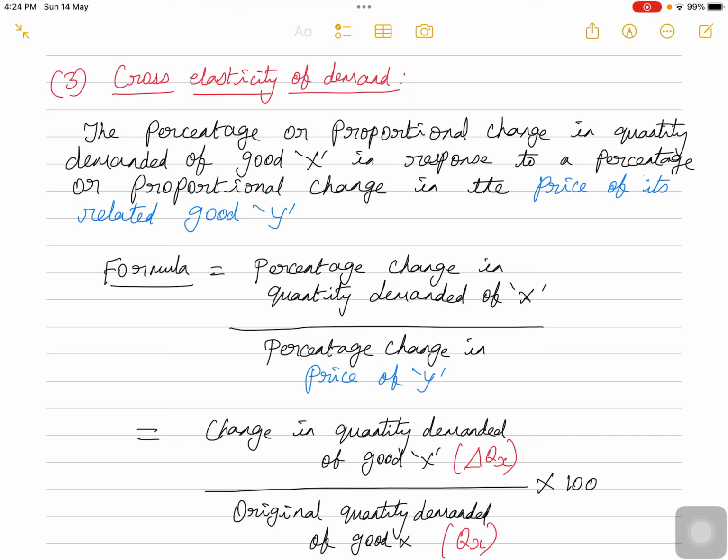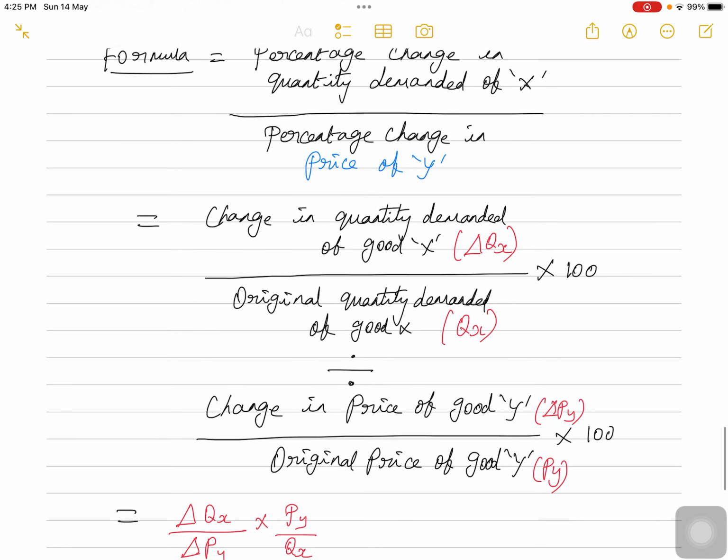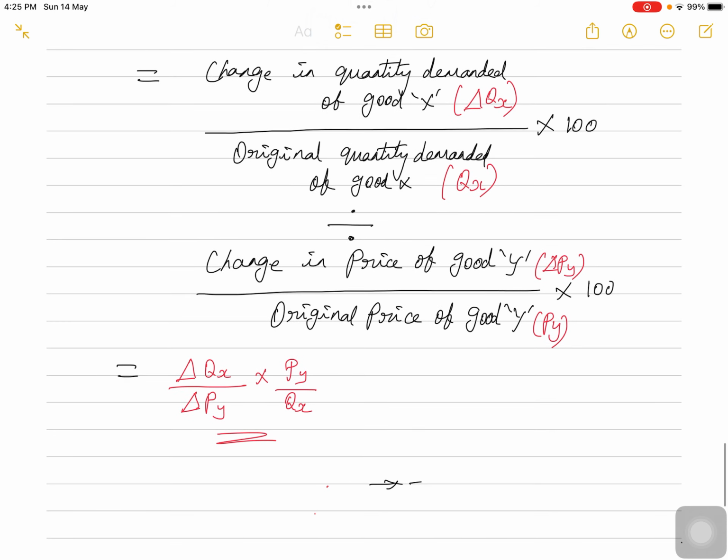So the formula will be percentage change in quantity demanded of X divided by percentage change in price of Y, which is equal to, that is the proportional method, change in quantity demanded of good X, that is delta QX, divided by original quantity demanded of good X, that is QX, multiplied by 100, and that is again divided by change in price of good Y, that is delta PY, divided by original price of good Y, that is PY, multiplied by 100. So finally what are we getting? Delta QX divided by delta PY multiplied by PY by QX.